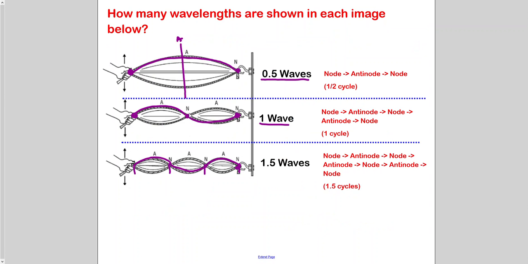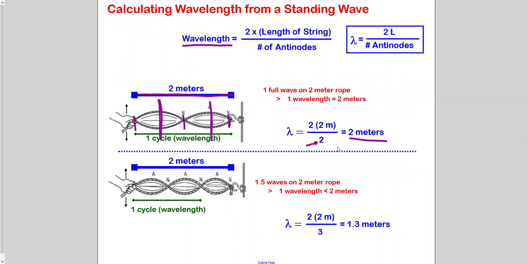On this last picture, we just looked at this. We said this is one wave. So if I told you this string is 2 meters long, you would say, well, then one wavelength must be 2 meters. That's good. And that's exactly what the math told us here.